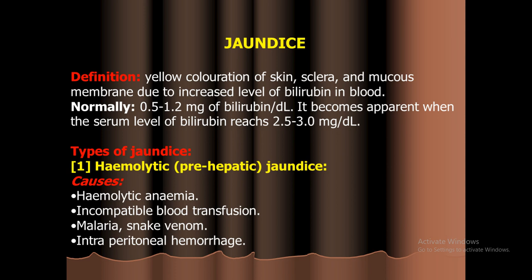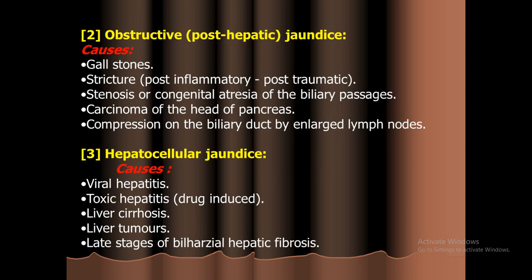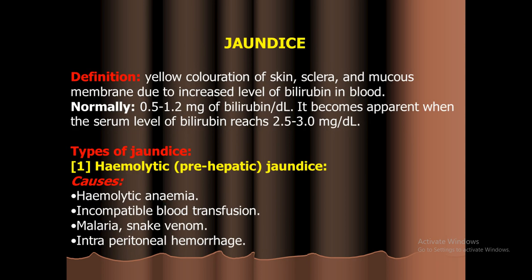Jaundice has many types according to the cause of the increase in this bilirubin. The cause is either in the liver, and we call this hepatocytic or hepatocellular causes, or before the liver, and we call this hemolytic causes, and sometimes outside the liver, in the biliary system, the biliary tree, and this is obstructive causes. So jaundice has three types.